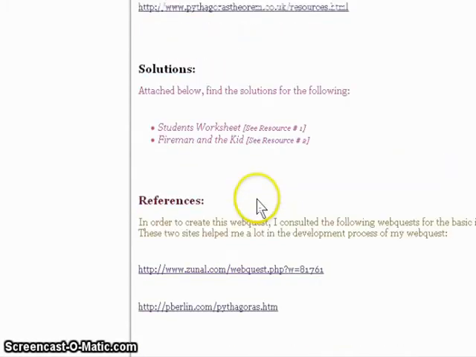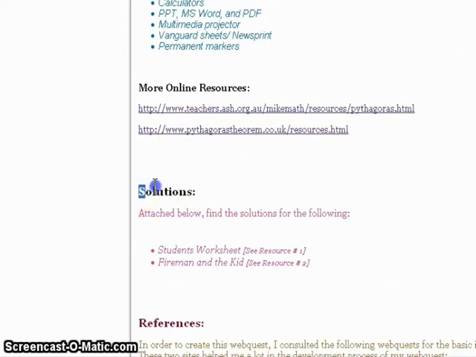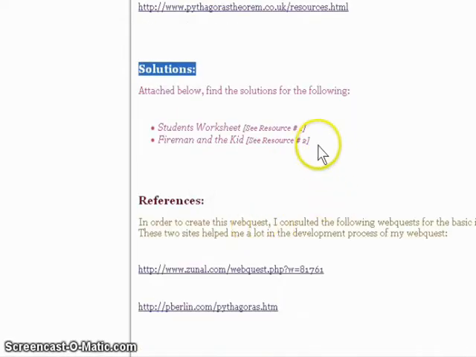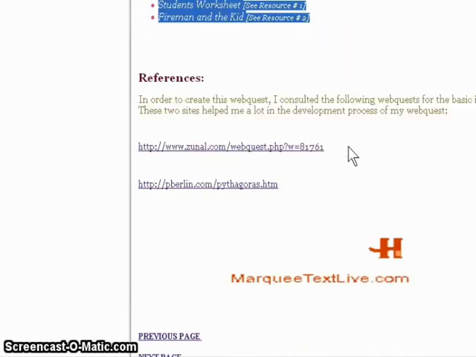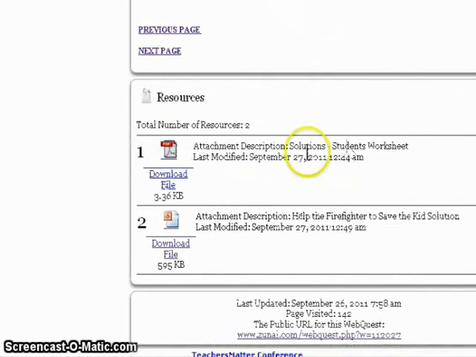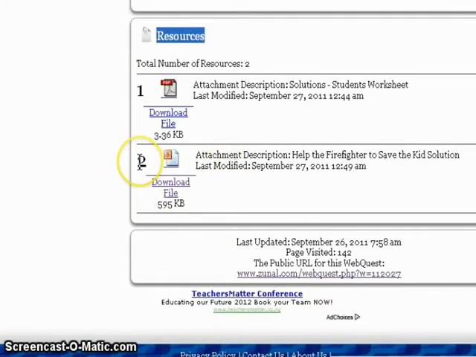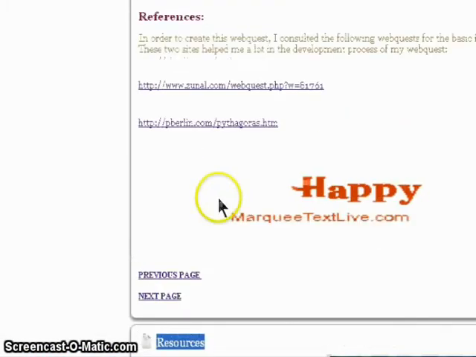Also, I have included the solutions for the student's worksheet as well as the solution for the initial problem in regards to the fireman and the kid. Students' worksheet solutions are attached as resource number 1 in PDF format. The fireman and the kid solution is attached as resource number 2. This solution is shown using a PowerPoint. This web quest, once used effectively, can enhance students' learning to a great extent.